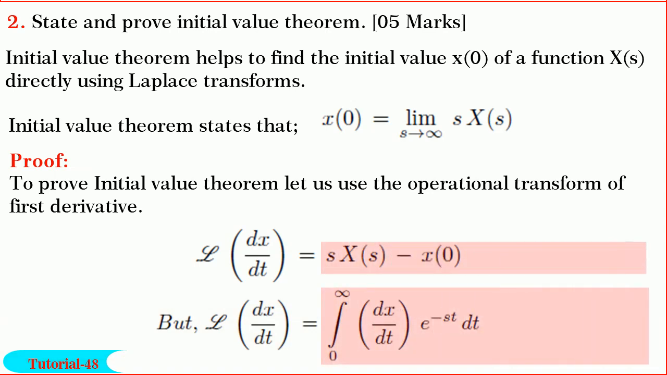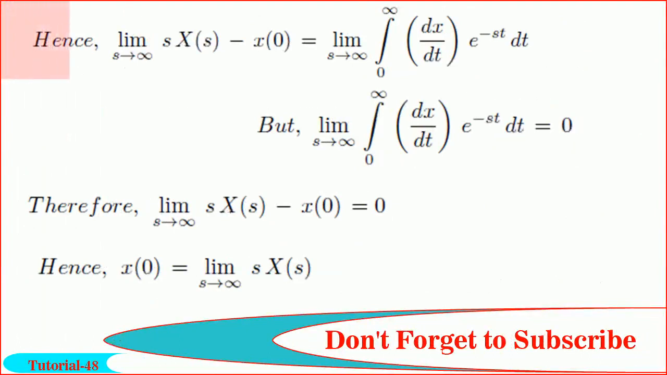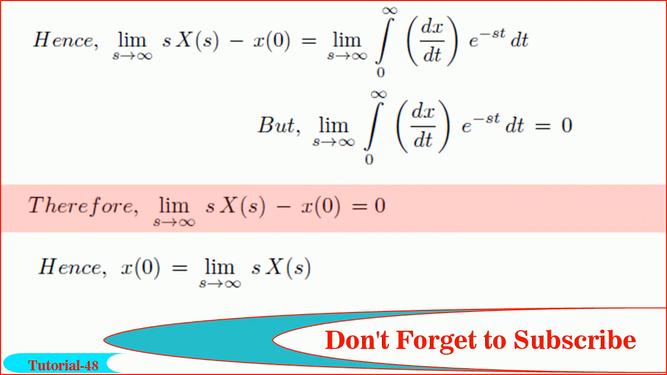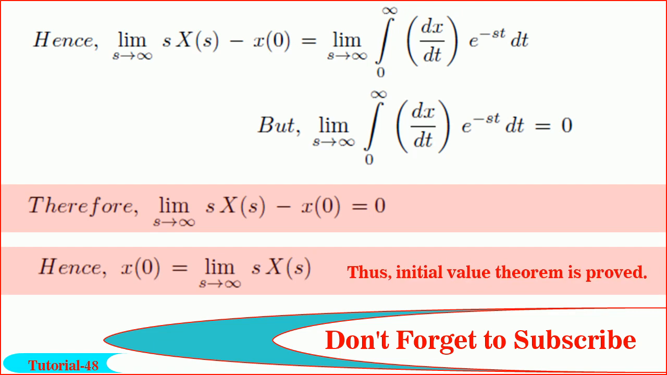By equating the right hand sides of both the equations and applying limit as s tends to infinity, we get limit of s x of s minus x of 0 as s tends to infinity is equal to limit of integration 0 to infinity dx by dt into e to the power of minus st dt as s tends to infinity. But limit of integration 0 to infinity dx by dt into e to the power of minus st dt as s tends to infinity is equal to 0. Therefore, limit of s x of s minus x of 0 as s tends to infinity is also equal to 0, from which we get x of 0 is equal to limit of s x of s as s tends to infinity. Thus, the initial value theorem is proved.